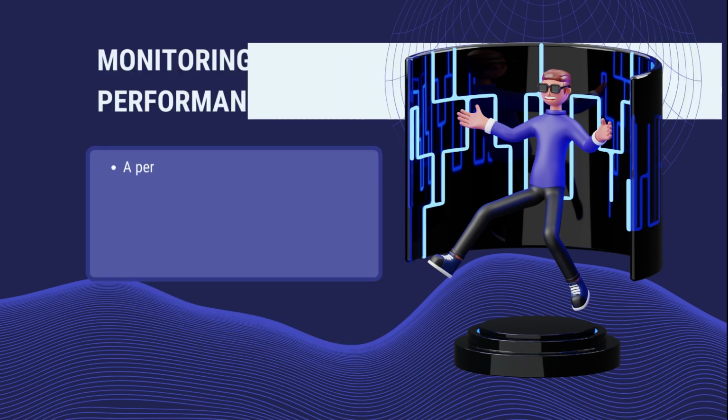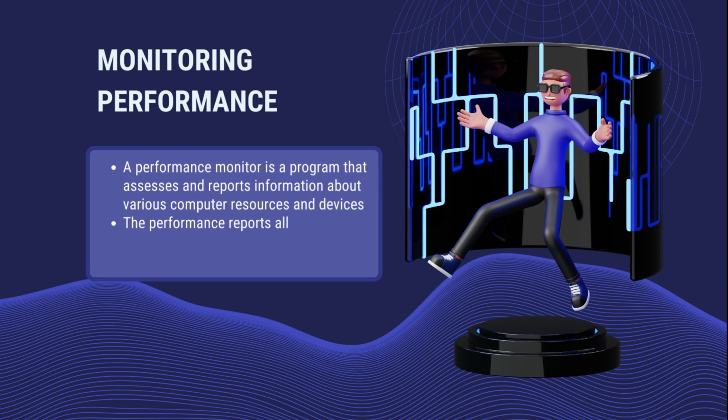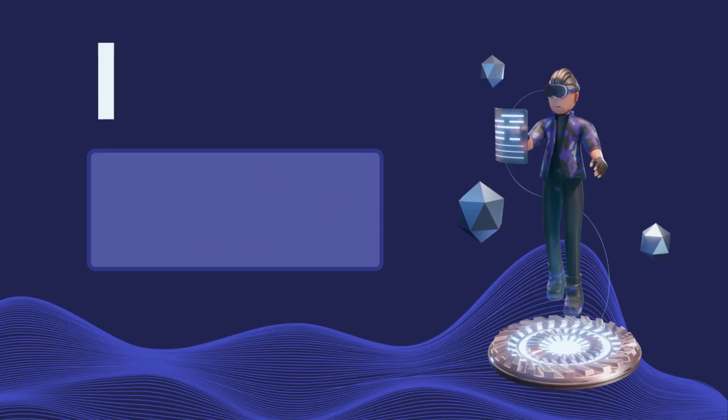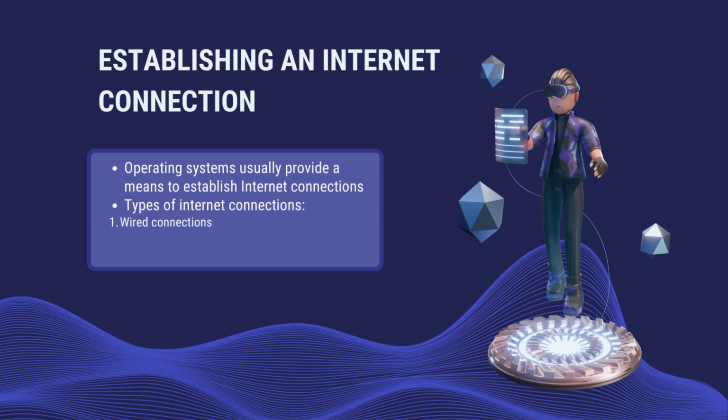Monitoring performance. A performance monitor is a program that assesses and reports information about various computer resources and devices. The performance reports allow users and administrators to identify a problem with resources and try to resolve any issues. Establishing an internet connection. Operating systems usually provide a means to establish internet connections. Types of internet connections: wired connections, cable and DSL. Wireless connections: Wi-Fi, mobile broadband and satellite.